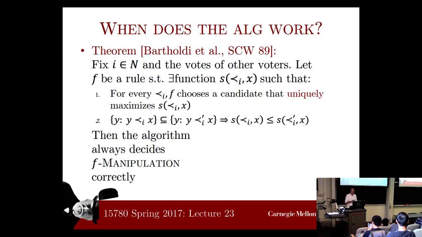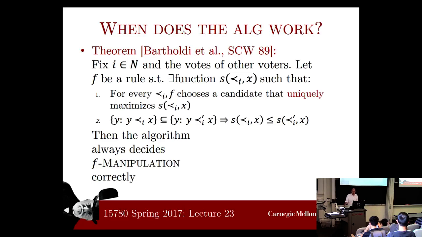Okay, so the scenario here is we fix the voter i, who we think of as the manipulator, and we fix the votes of all of the other voters. So all of this is going to be fixed, and we're going to reason about how the voting rule chooses which alternative, based on the vote of voter i, but everything else remains fixed.